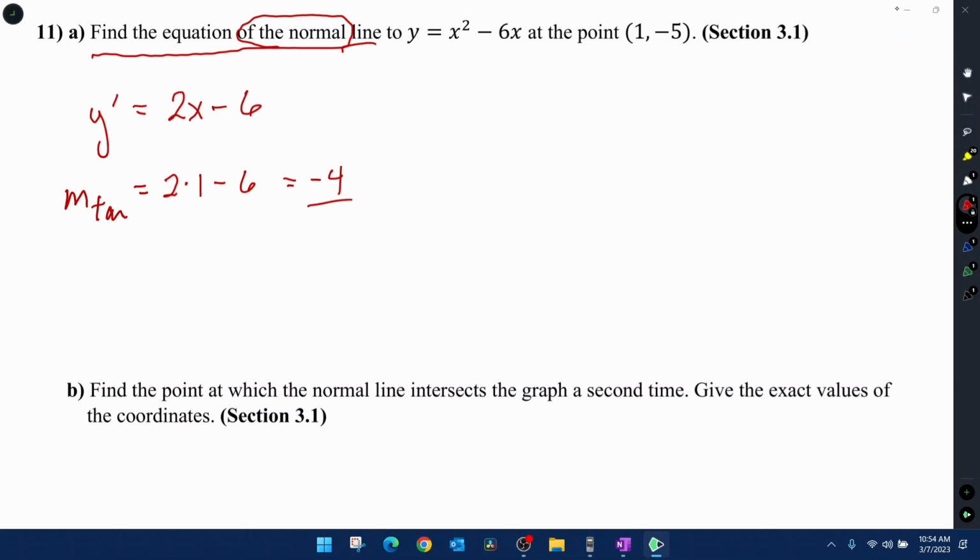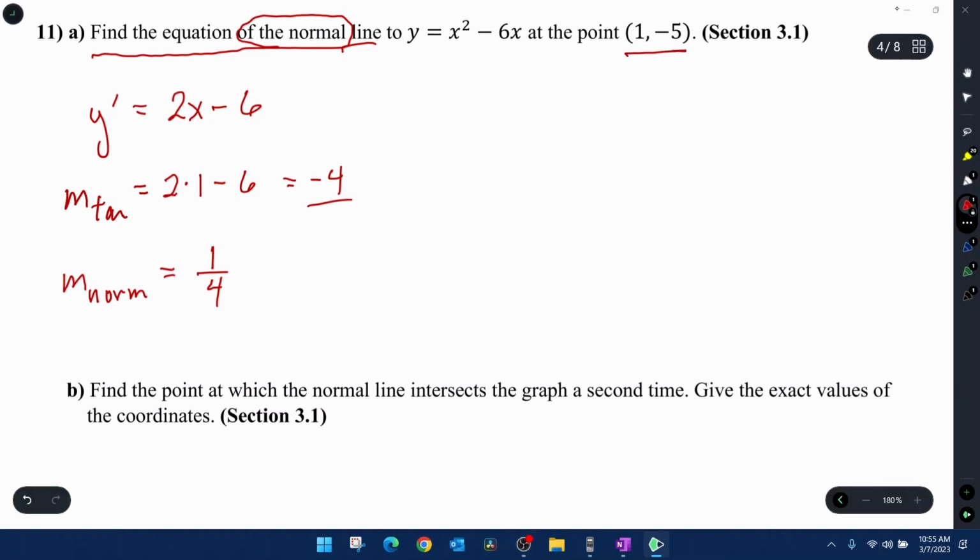Y'all see that? Now, I need the slope of the normal line, which will be perpendicular to the slope of the tangent. And do y'all remember how to get perpendicular slope? Perpendicular line, flip and change the sign. Now do I have a point and the slope? And I can use point slope form. y minus y1 equals m times x minus x1.